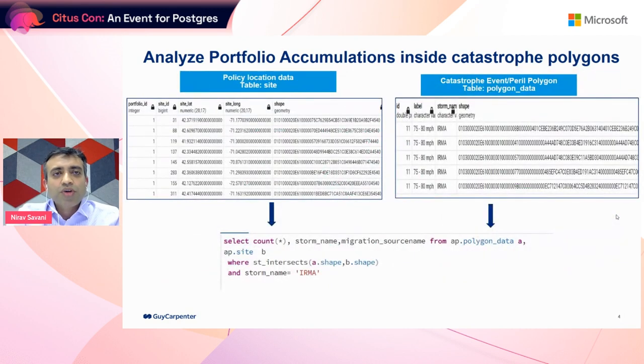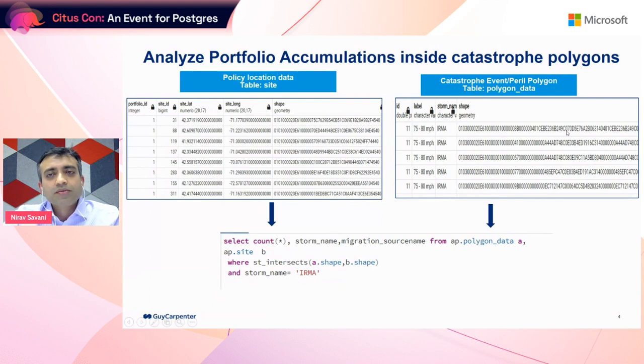So you can see here on the left the policy data. It has the site ID, some other attributes like policy number, latitude and longitude of that risk or that policy location. And then when it's saved in the database, what you see over here is the shape. That's a geometry data type. So that's a geometric representation of that lat long.